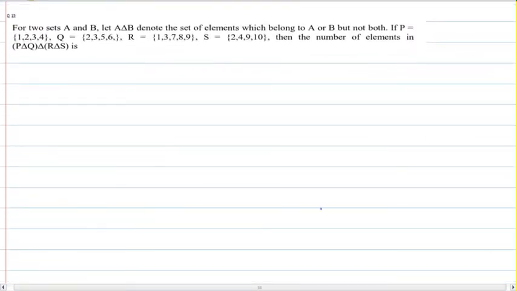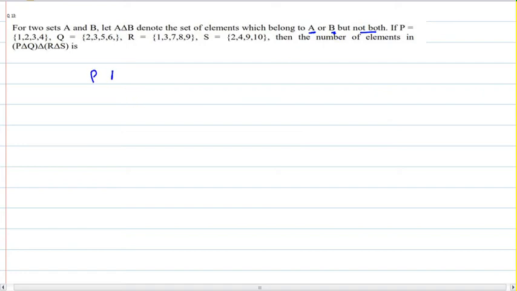Now, what does this question say? There are two sets A and B. Let A delta B denote the set of elements which belong to either A or B but not both. If P is equal to, Q is equal to, R is equal to, S is equal to, some sets are written, then the number of elements in the set P delta Q delta R delta S. We want those elements which are part of either A or B but not both. Guys, this is called exclusive OR in technical terms.